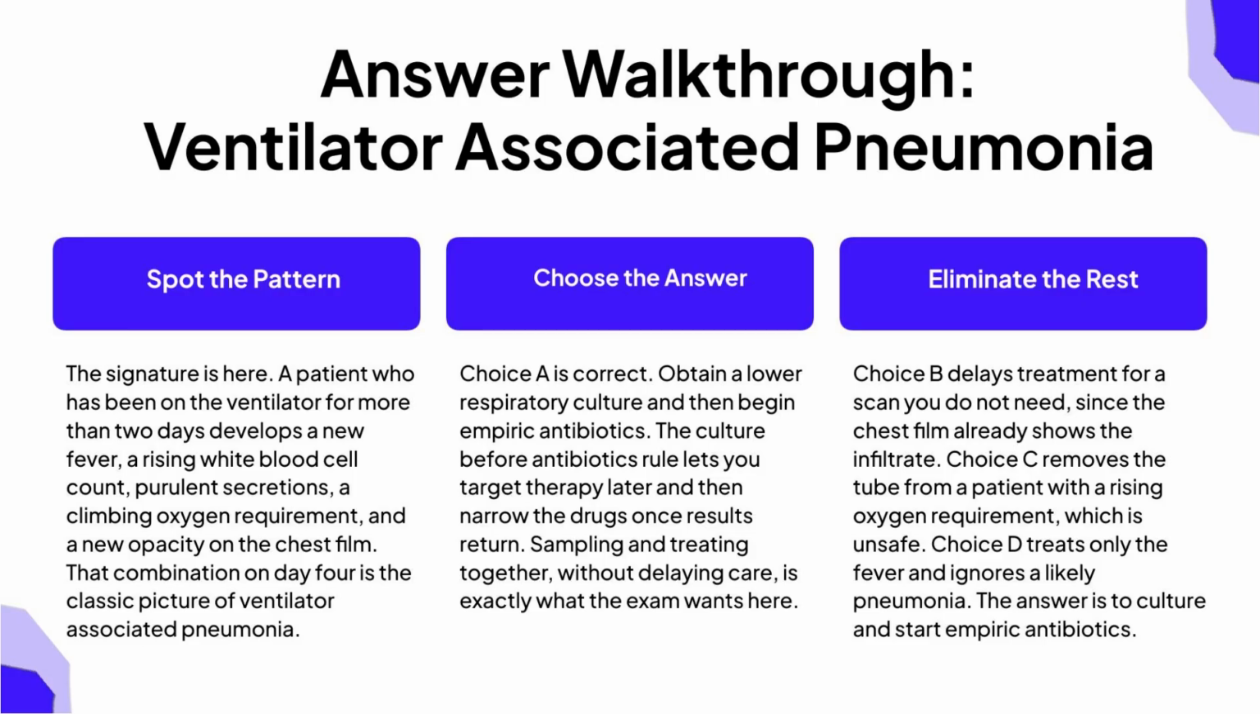Now, eliminate the rest. Choice B delays treatment for a scan you do not need, since the chest film already shows the infiltrate. Choice C removes the tube from a patient whose oxygen need is rising, which is unsafe. Choice D treats only the fever and ignores a likely pneumonia. The answer is to culture and start empiric antibiotics.